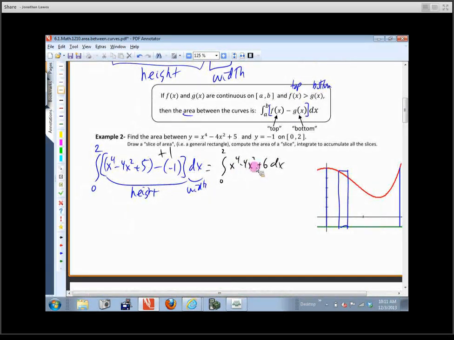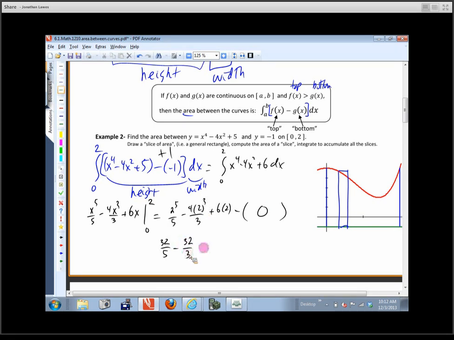And then I can actually run through and do the computations. So we're going to integrate this, so we'll find an antiderivative. That's going to be x to the 5th over 5 minus 4x to the 3rd over 3 plus 6x, and we'll evaluate from 0 to 2. Good there? The nice thing is we've got an x in each one of these, and we're plugging in a 0 for the lower limits. So this is going to be 2 to the 5th over 5 minus 4 times 2 to the 3rd over 3 plus 6 times 2, and then minus, what do I get when I plug in a 0? I get a 0. So I'm going to have 32 fifths minus 32 thirds, and then plus 12.